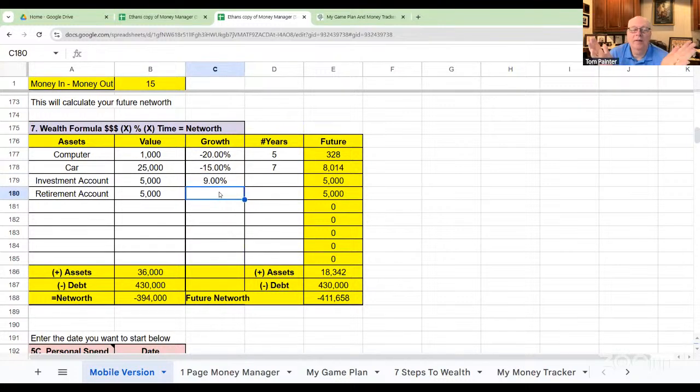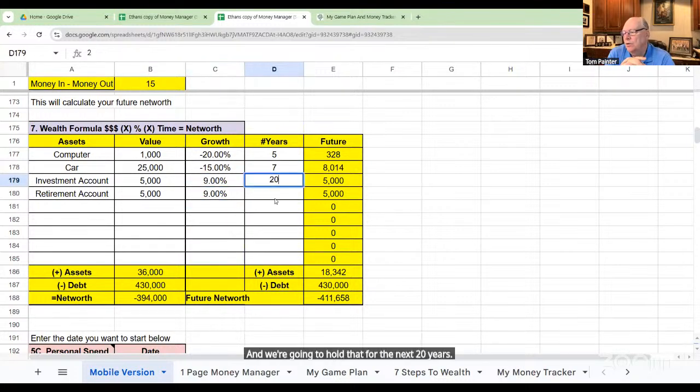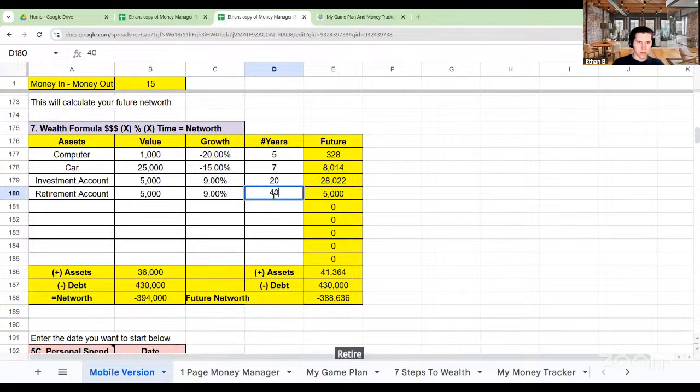And we're going to hold that for the next 20 years. So what's it going to be worth in 20 years? Well, it's going to be worth 28,000 bucks. See how cool this is? Retirement will be longer for me. That one's going to be 40.